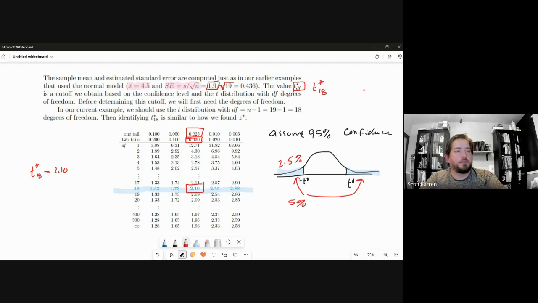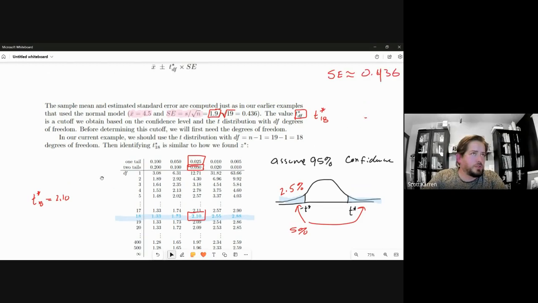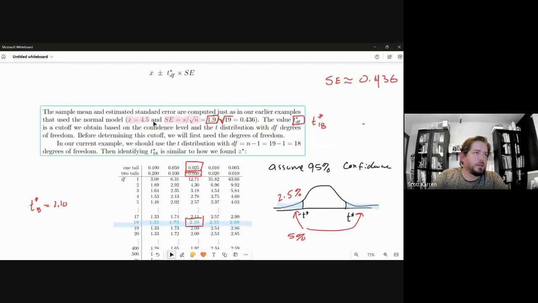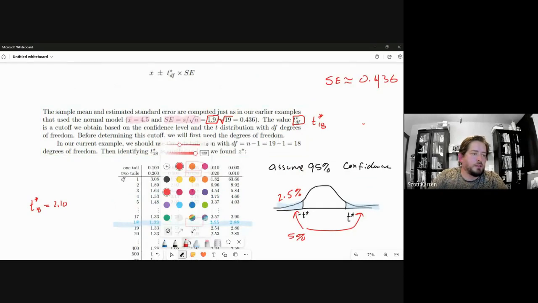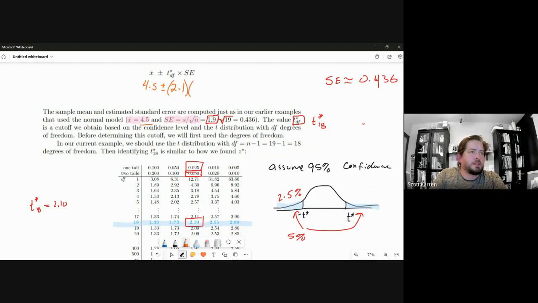And so if I plug that in, I'm going to scooch up and plug my values in here. My x bar, I don't know. Oh, it's 4.5. It's right there. It's 4.5. And then I have plus or minus that t star sub 18, that's 2.10, or I can just omit the 0 because it doesn't matter, times that standard error, which was calculated here at 0.436.